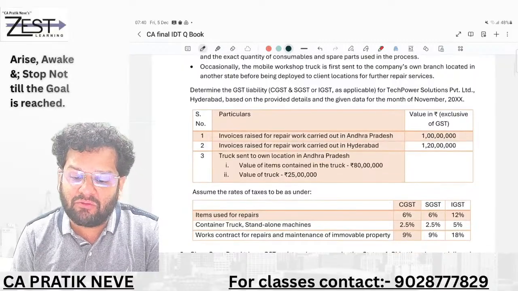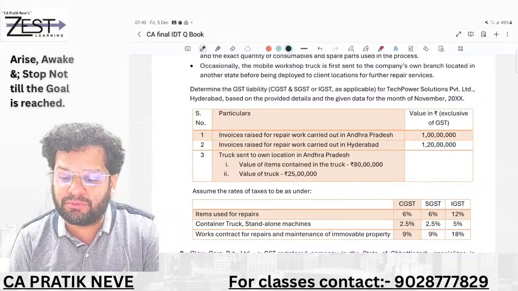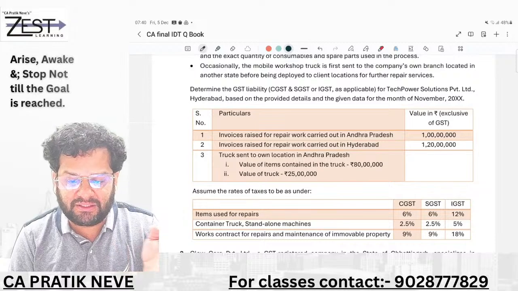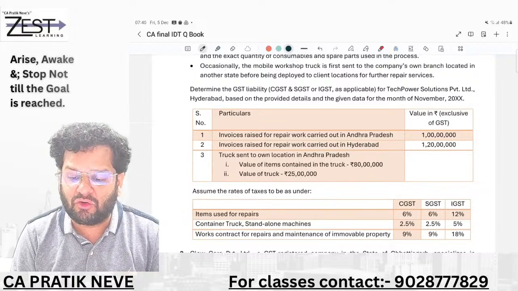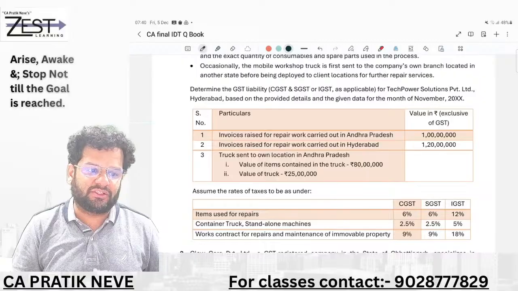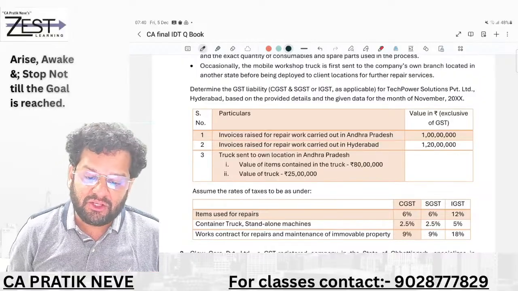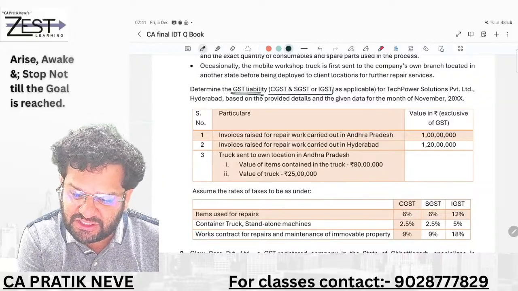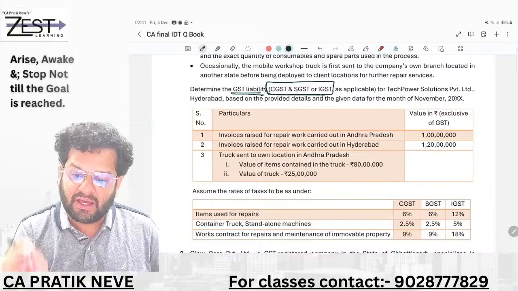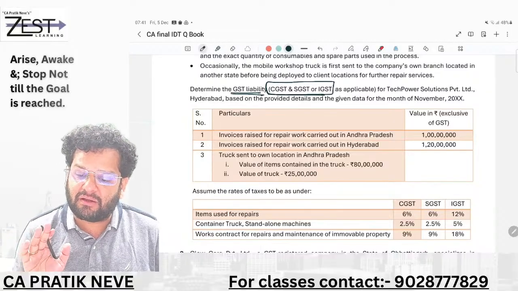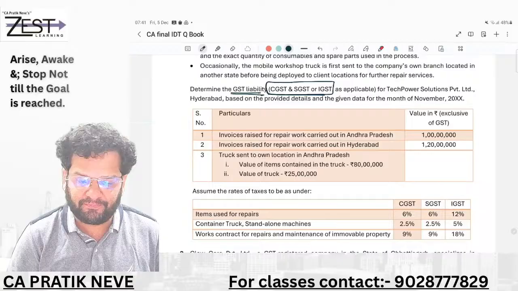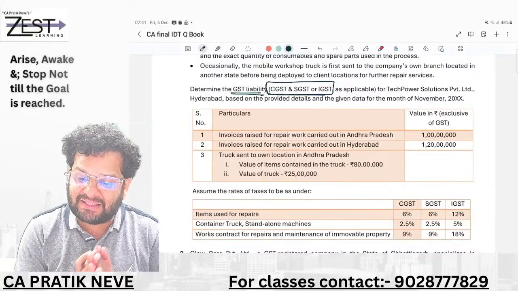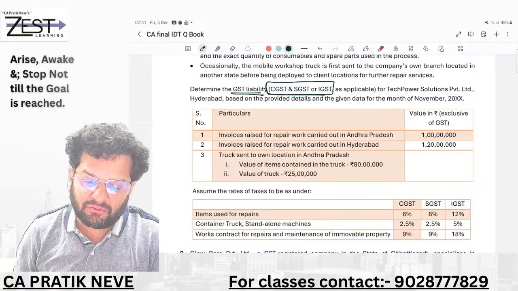Occasionally, the mobile workshop truck is first sent to the company's own branch located in another state before being deployed to the client location for further repair service. So this is how the business model is. You have to determine GST liability, that is CGST and SGST or IGST, as applicable for Tech Power Solutions Private Limited, Hyderabad, based on the provided details for the month of November.